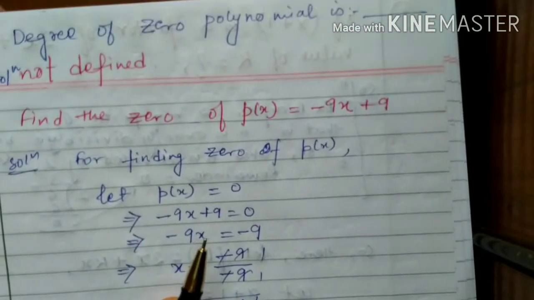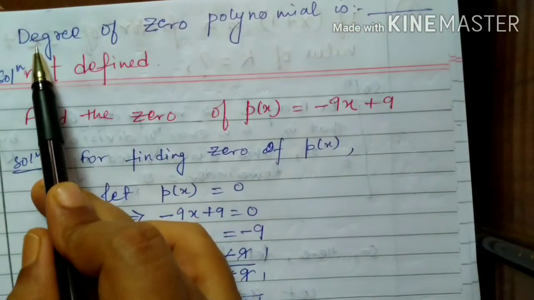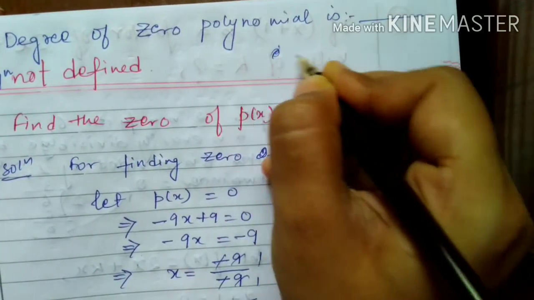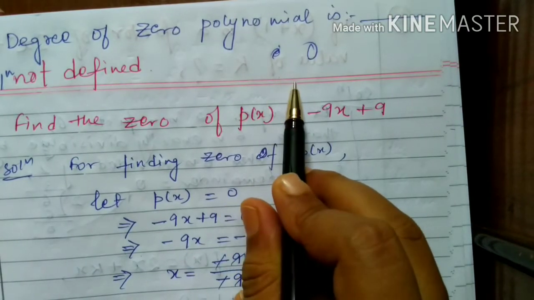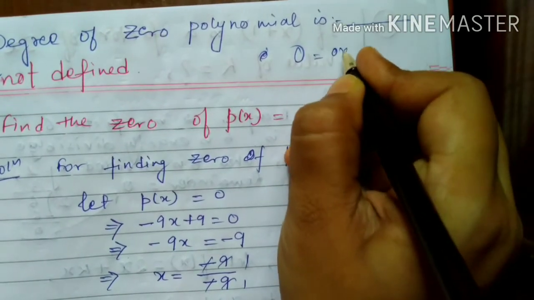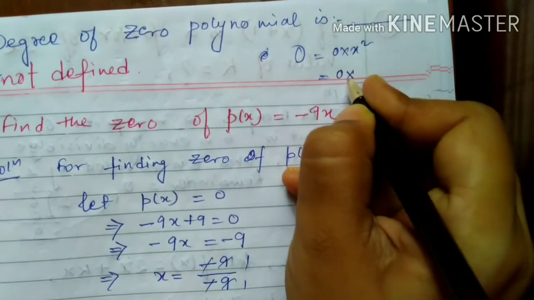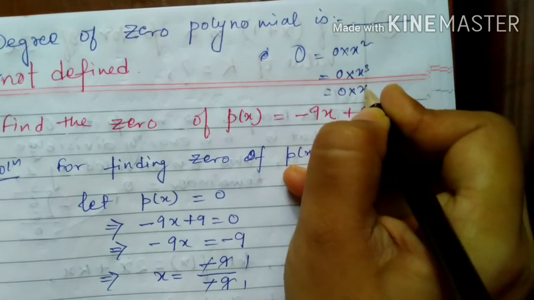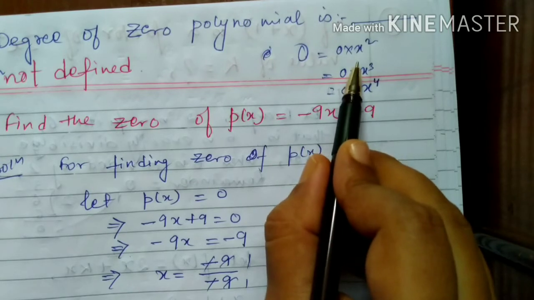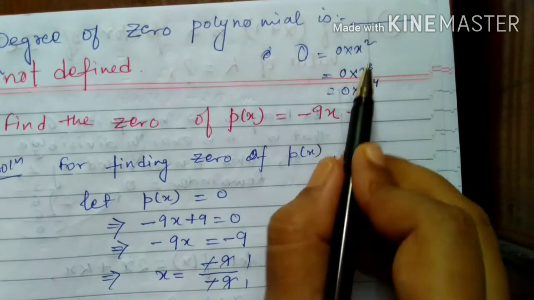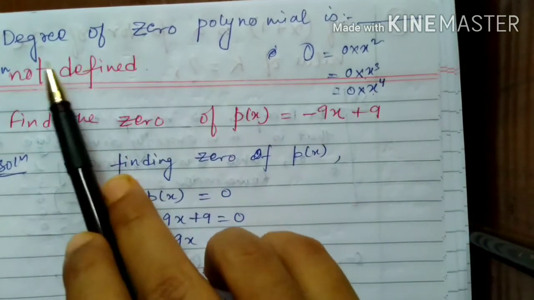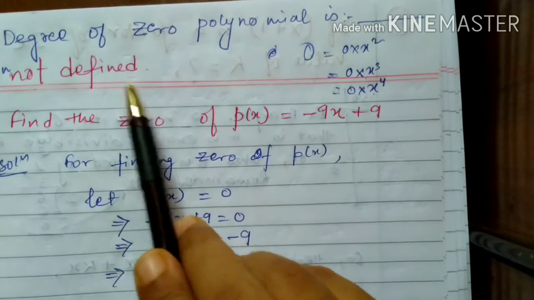Many times it is asked what is the degree of the zero polynomial. If a polynomial is written as 0, what is its degree? That is not defined. Why not defined? Because 0 can be written as 0 into x square, 0 into x cube, or 0 into x to the power 4. So 0 can have any type of polynomial with it, and we cannot determine its degree. So the degree of the zero polynomial is always not defined.